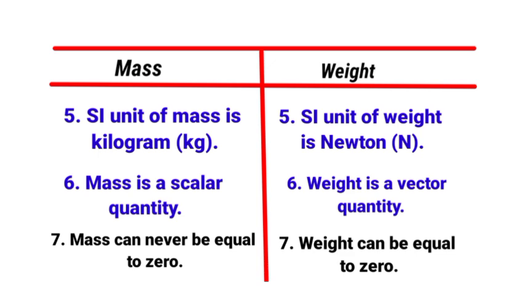SI unit of mass is kilogram and SI unit of weight is Newton. Mass is a scalar quantity, weight is a vector quantity. Mass can never be equal to 0, weight can be equal to 0. So the question difference between mass and weight is a 3 marks question. From the exam's point of view, this is very important. Let's move to another question.